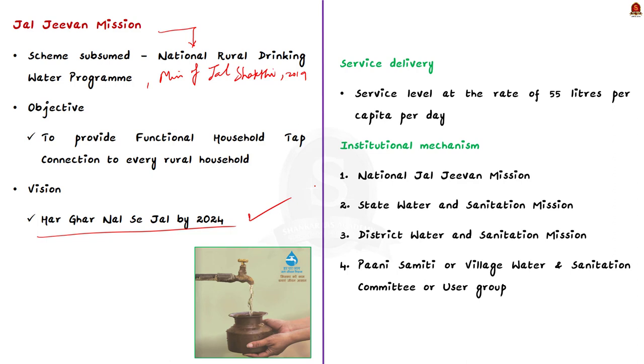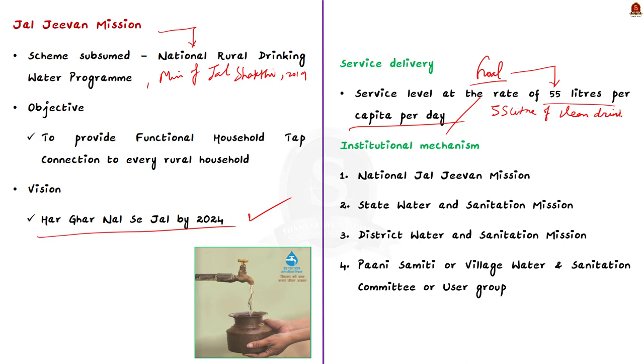See, the goal of the Jal Jeevan Mission is to provide functional household tap connection to every rural household with service level at the rate of 55 liters per capita per day, which is nothing but to provide 55 liters of clean drinking water to every rural household per day.